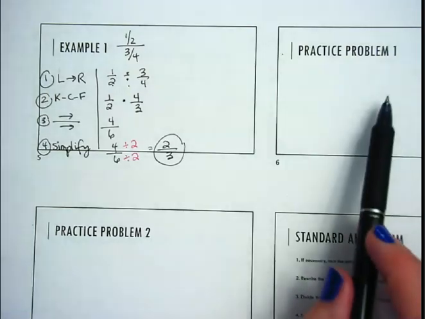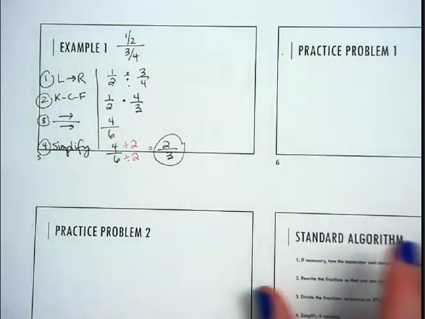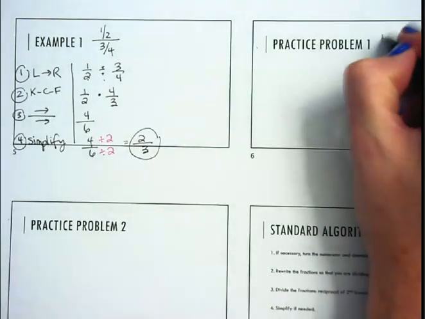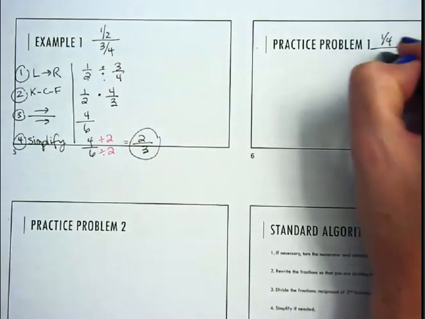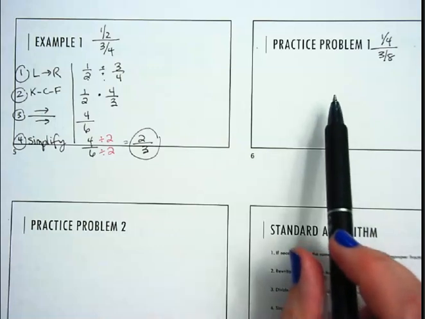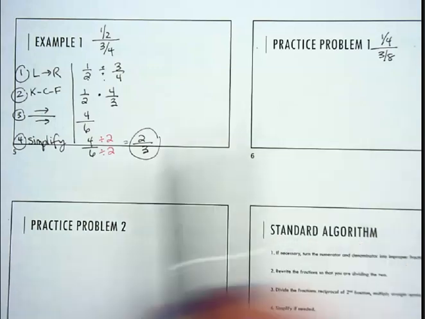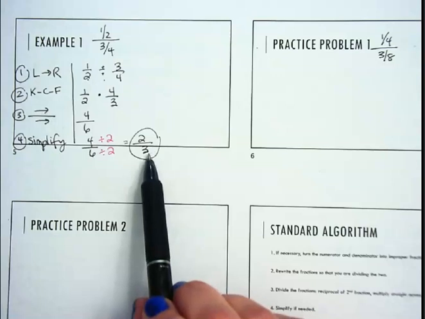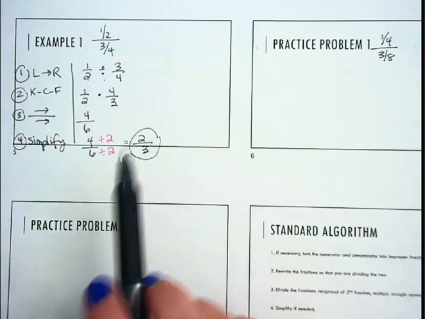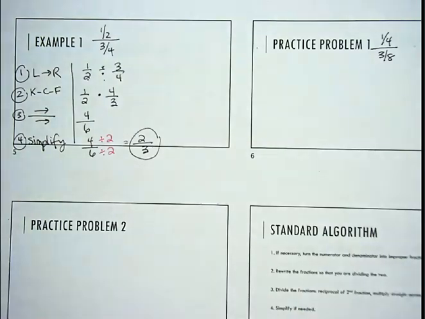And over here where it says practice problem 1, I'm going to give you a problem to do on your own. It is 1/4 over 3/8. I want you to pause the video and work this problem yourself. And just as a heads up, you're actually going to coincidentally get the same answer as this one. You're going to get 2/3. So if you're not getting 2/3, try and figure out where you're going wrong. So pause your video now and try that problem.